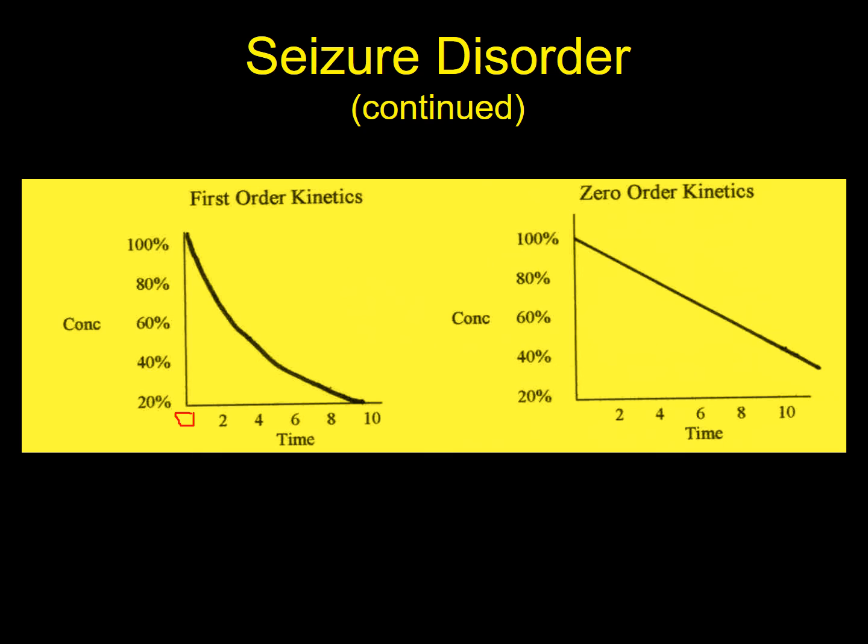So when you first take it, let's say that, almost immediately after you take the drug, or maybe we inject it into the patient intravenously, they have a serum level of 100%. If it's eliminated by first order kinetics, in other words, if the half-life principle applies, then in this case, in 4 hours, you're down to 50%.